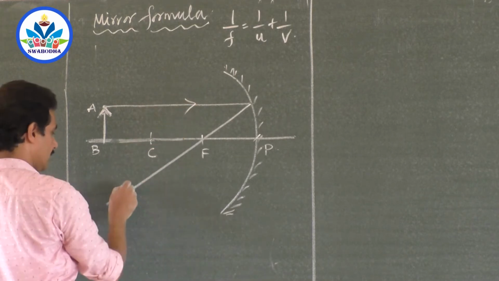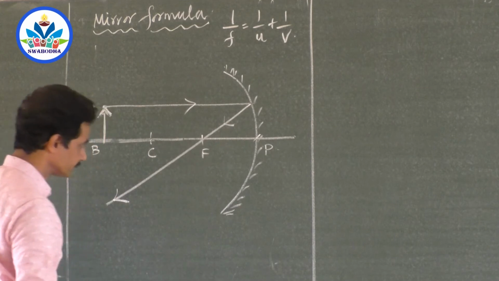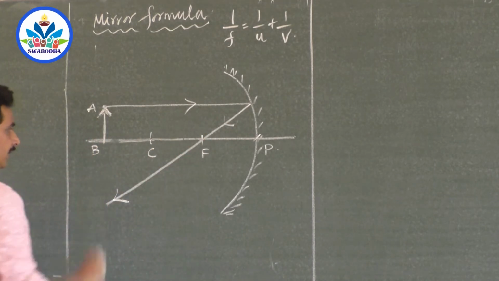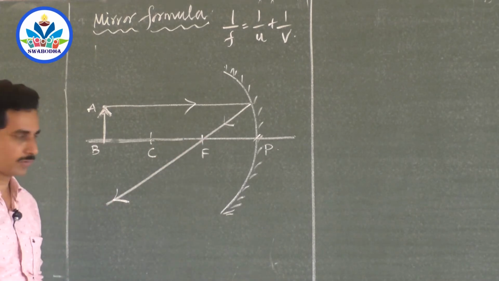So one arrow here, after reflection another arrow. Of course you can write an arrow here also if needed, but one arrow is enough. So a ray of light moving parallel to the principal axis, after reflection passes through the focus.